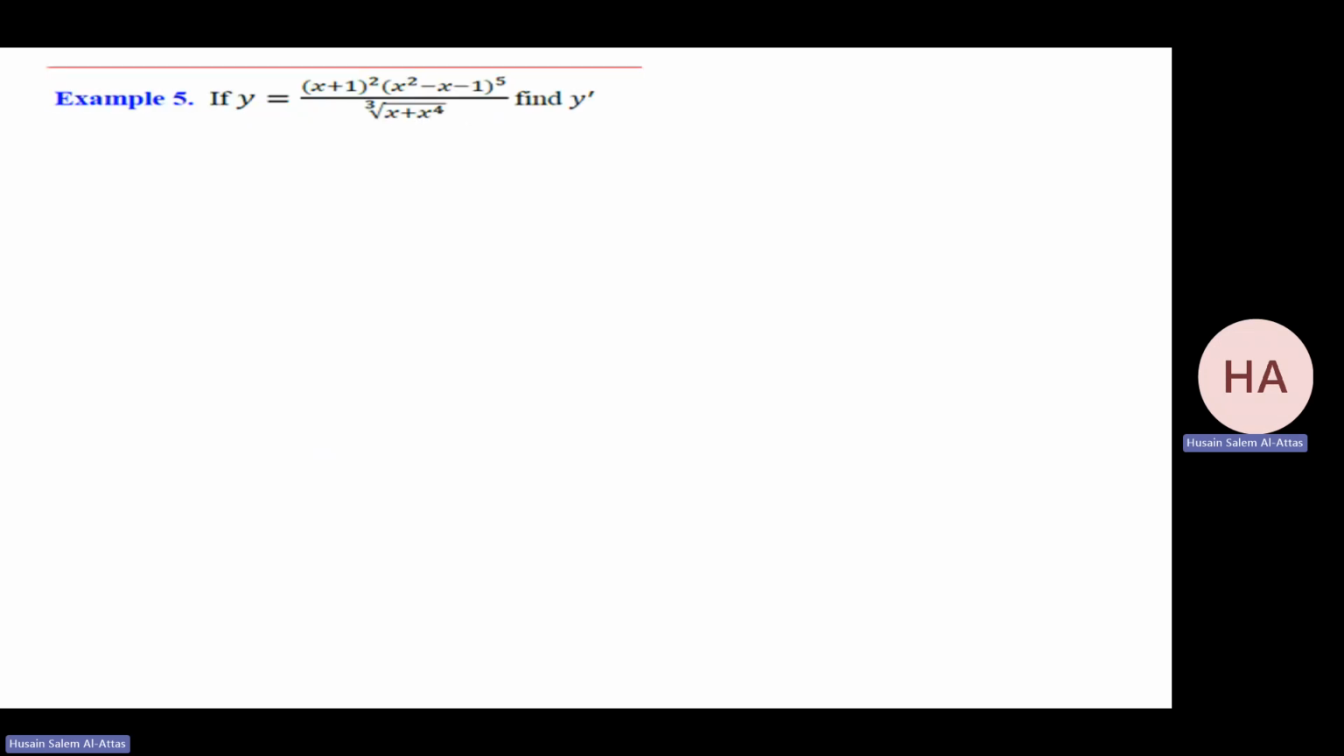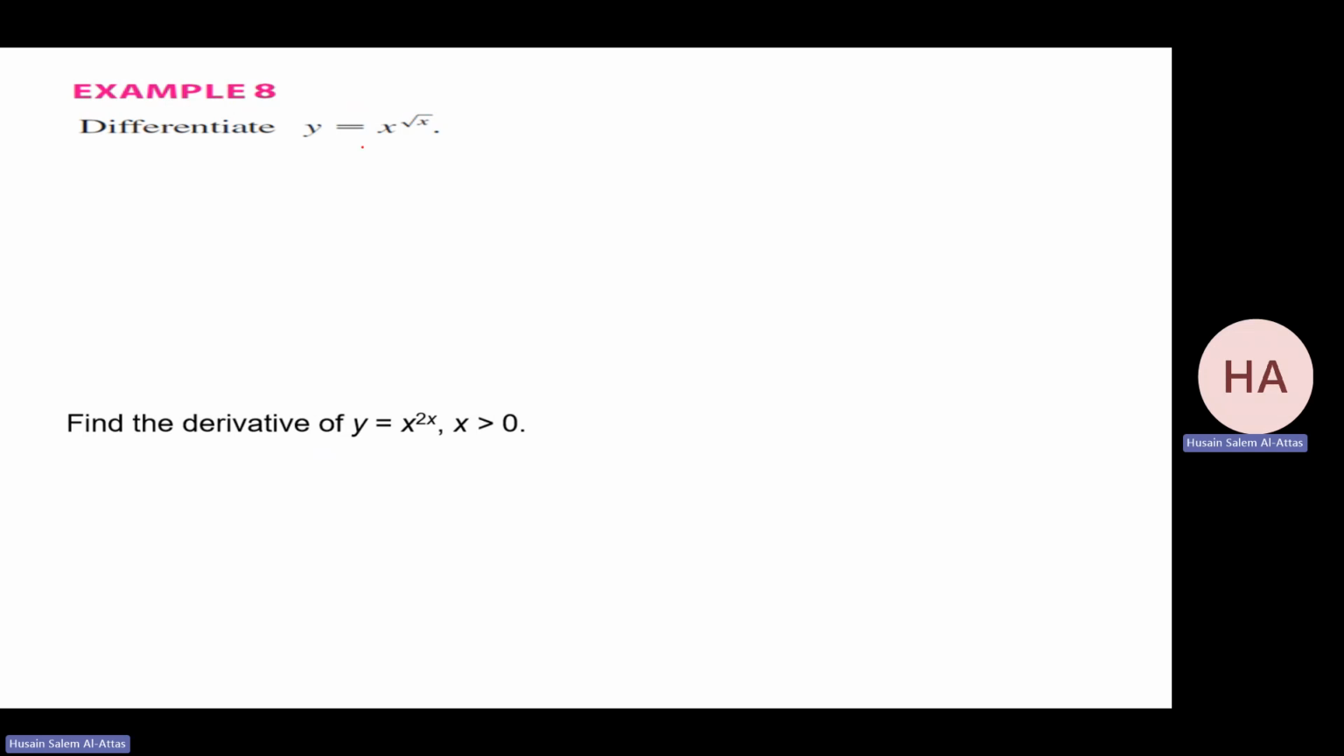Then we went to logarithmic differentiation, where if I have ln, it will be easy. I will just use the properties of ln to rewrite the function and then do the derivative. Sometimes I will take ln, then use the properties of ln, then use implicit differentiation, differentiate, then find y prime. If you have a function to the power of a function, we need logarithmic differentiation. This is what we did up to now, and I wish it is clear. Now we'll do more problems.